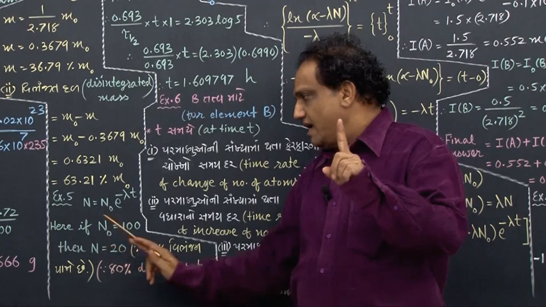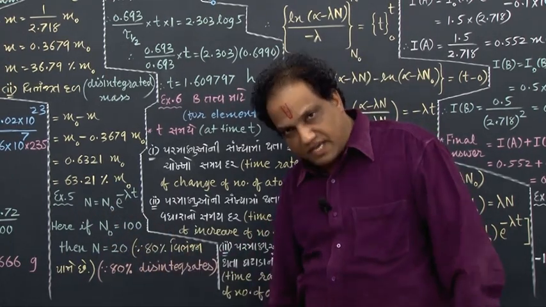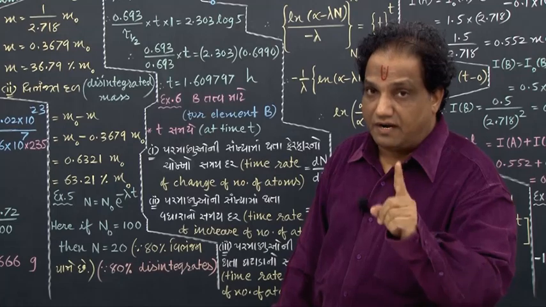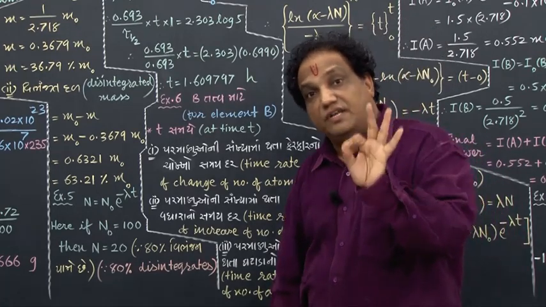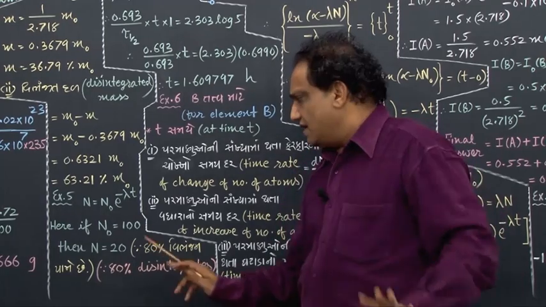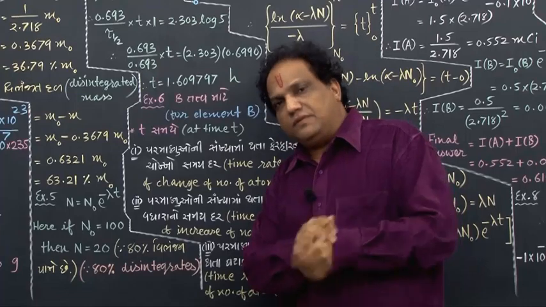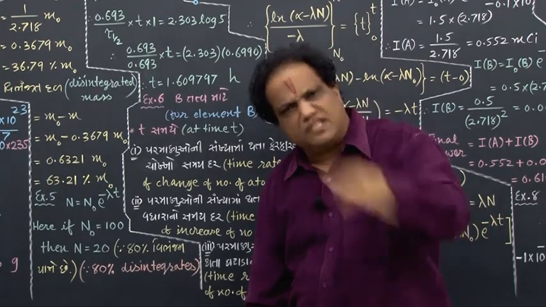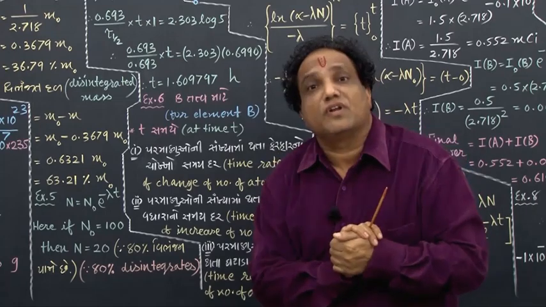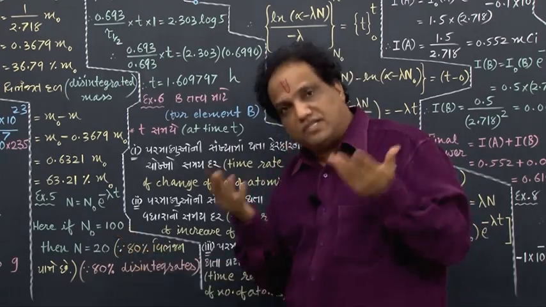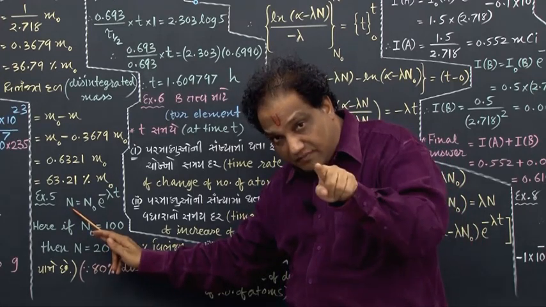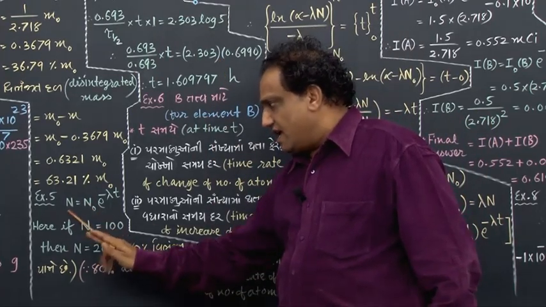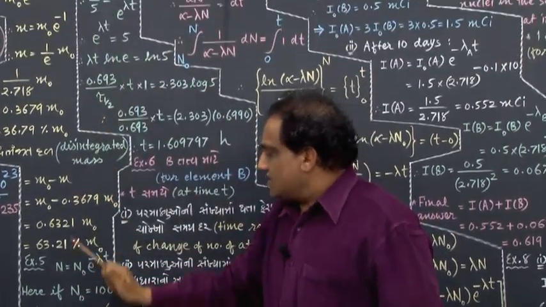Read it? Come on. N equals N0 e raised to minus lambda t. Exponential law. Simple. Now what is this N0? Initial undisintegrated number of atoms. Correct? Number of undisintegrated atoms at time t equal to 0. Let it be 100. Now what have they given in the statement? That 80% of atoms are getting disintegrated. No problem. Out of 100, 80% is getting disintegrated. What is left? 20%. And what is 20% of 100? It is 20. So the number of undisintegrated atoms is only 20. When N0 is 100, N is 20.